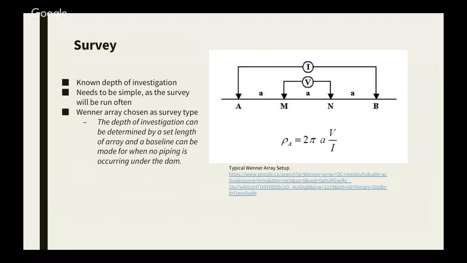Okay, so in terms of choosing the array, we know the depth of the investigation. In this case, it's just going to be the depth of the dam. We also want it to be quite simple as we want to conduct the survey over and over again. So for this one, we chose the Wenner array. Basically, the depth of the investigation can be determined by a set length of the array, and then a baseline can also be made for when the piping is not occurring, and there's no piping under the dam.